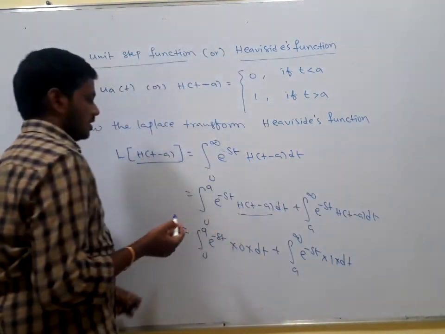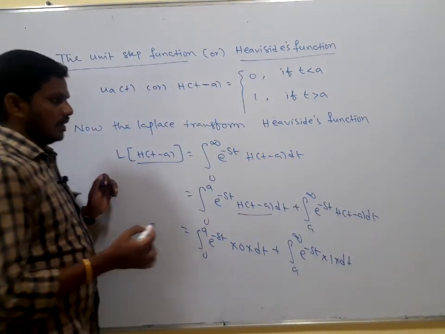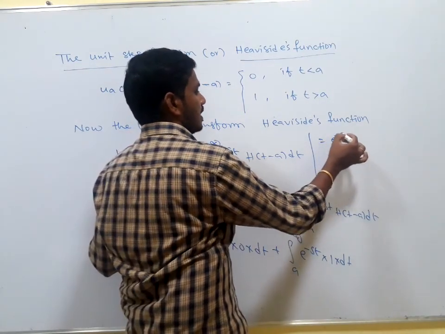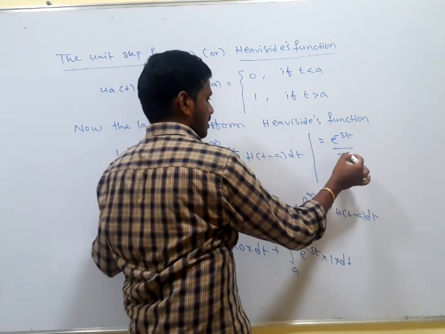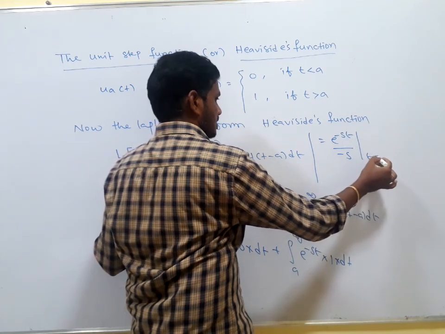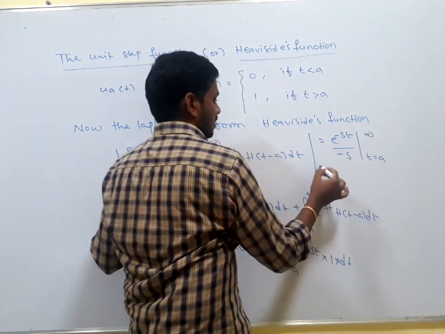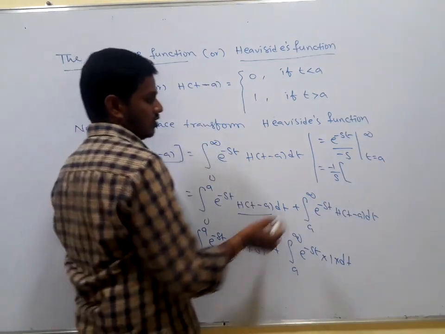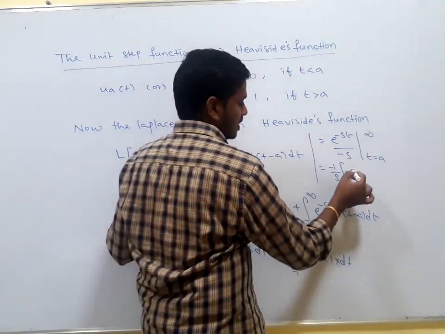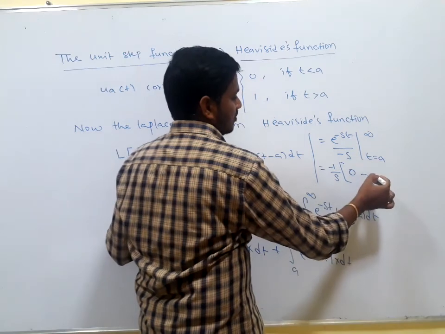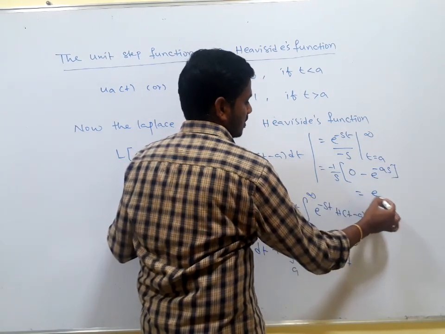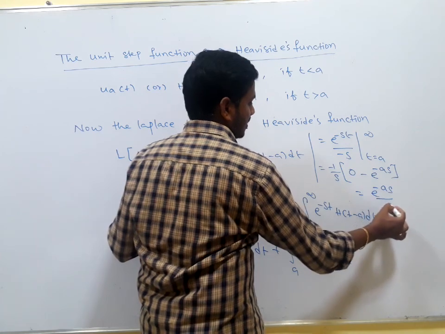So the integration is e to the power of minus st divided by minus s, where t goes from a to infinity, which is minus 1 by s of e to the power of minus infinity, which is 0, minus e to the power of minus s into a, minus as, which is minus into minus plus, e to the power of minus as divided by s.